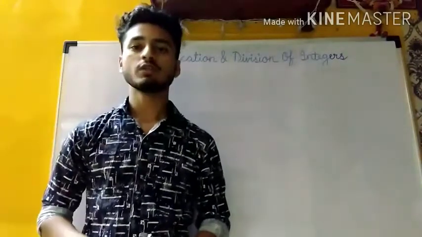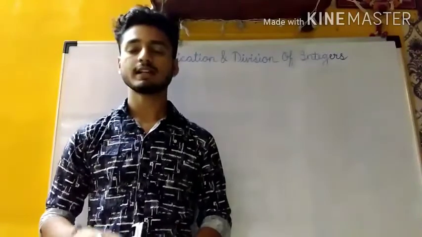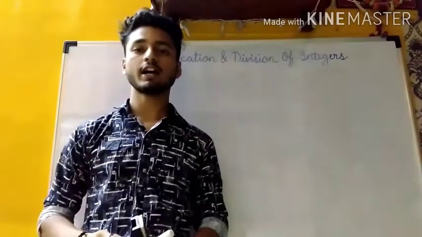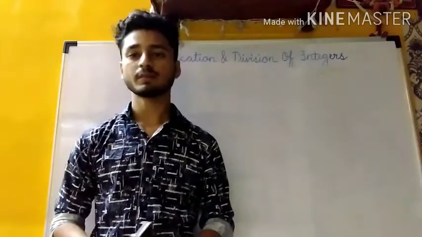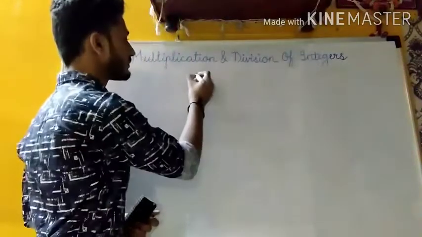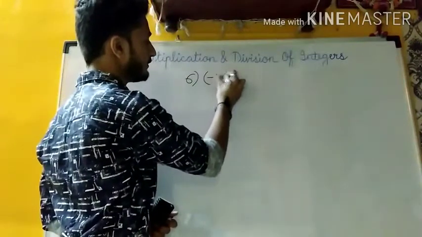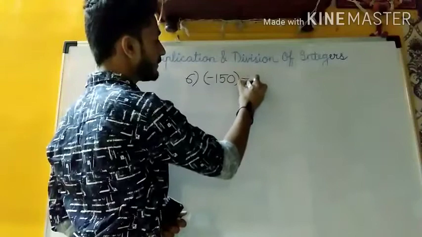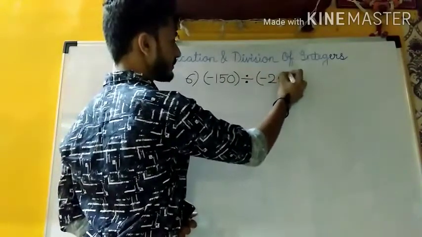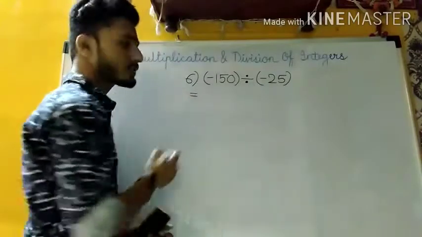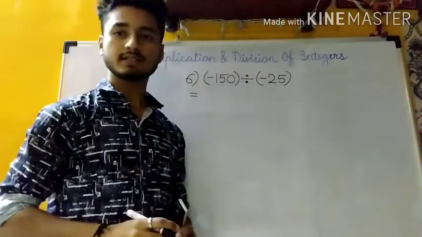So now we will solve an example which is based on similar signs. Okay, that is numerator and the denominator will have same signs. Okay, so everyone just look at your textbook, question number 6. Okay, the question is minus 150 divided by minus 25. Okay, in this question both the numerator and the denominator are having the same sign.